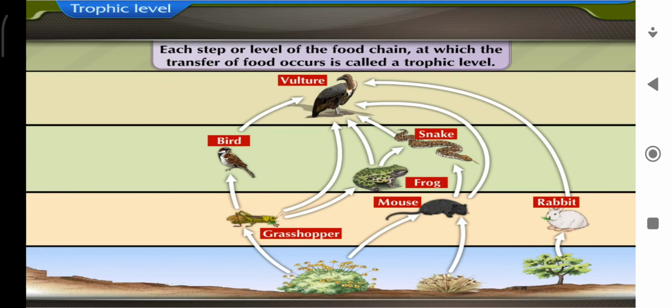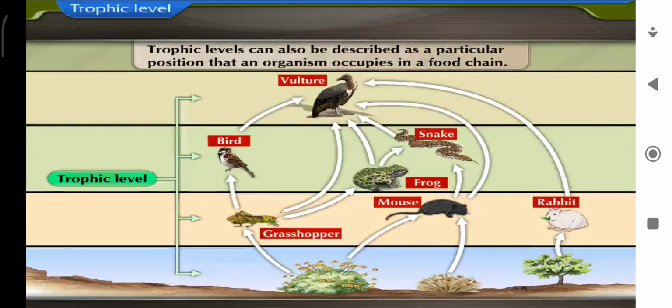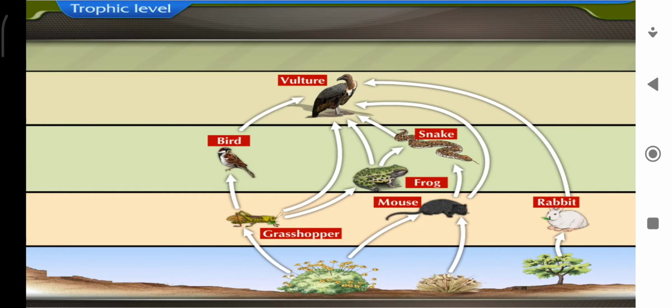Each step or level of the food chain at which the transfer of food occurs is called a trophic level. Trophic levels can also be described as a particular position that an organism occupies in a food chain. All food chains begin with the green plants or the producers. So, the plants or the producers constitute the first trophic level.